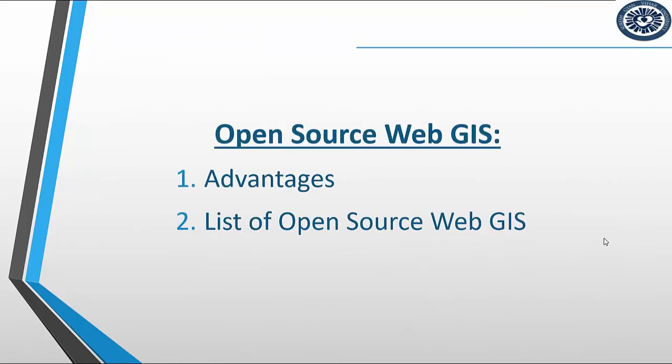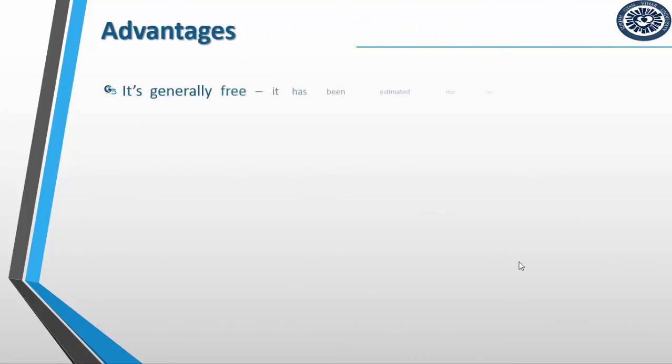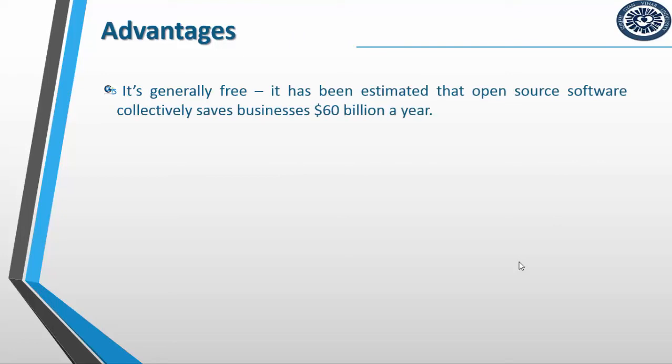Now, let's see open source WebGIS, some advantages of open source WebGIS, and a list of some open source WebGIS. So now let's see the advantages. Open source WebGIS is generally free. It has been estimated that open source software collectively saves business 60 billion a year.